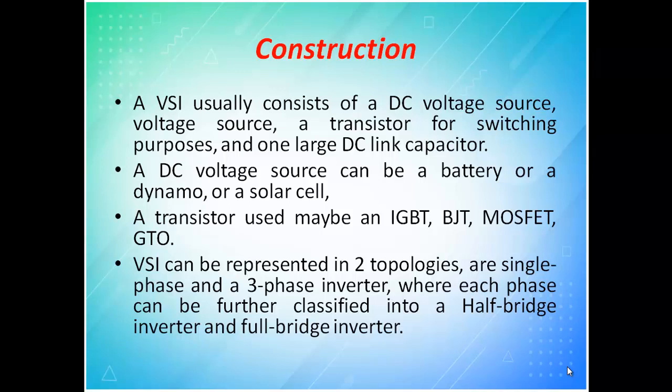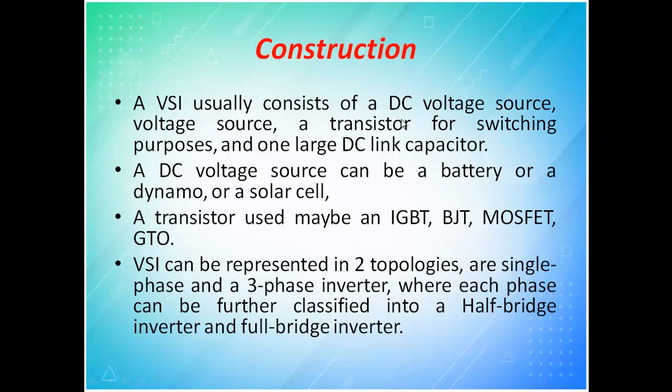The DC voltage source can be a battery or a dynamo or a solar cell. If you go for a solar cell, it will become a current source, but we assume that we make it a voltage source by putting a very large DC link capacitor. This large DC link capacitor is added to the input side to make it a voltage source, which means voltage should not vary. When you put a capacitor, obviously the capacitor will charge and discharge. Whenever voltage starts to reduce, the capacitor will discharge and keep the voltage at a constant value.